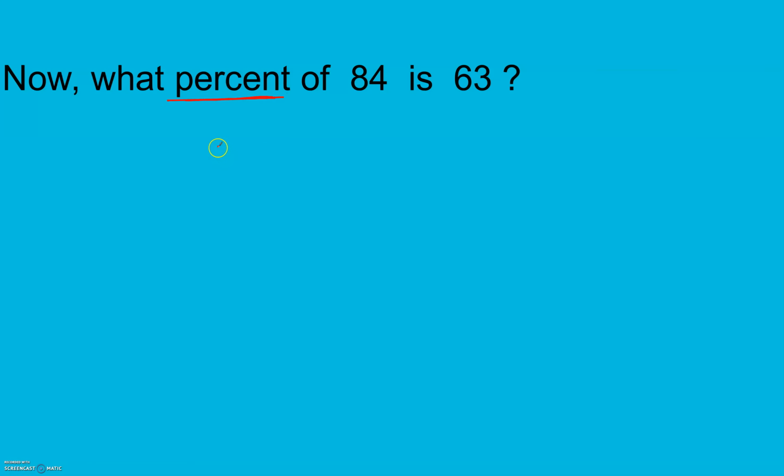What percent, so P percent, because that's the part we're looking for, of means times 84, is means equals 63. Again, this is our base, what we started with, and it changed to be 63. That's our part. My variable right now is being multiplied, so I get rid of multiplication by dividing.